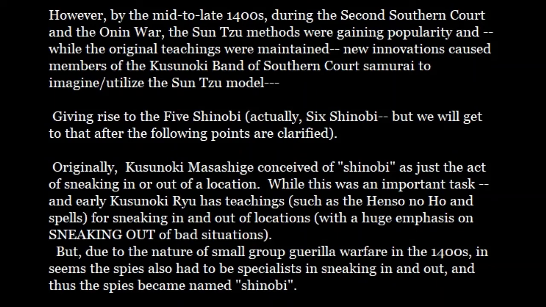But anyway, this is conceived of as a different thing. So there's the espionage, and then there's the techniques of sneaking in and out. But due to the nature of small group guerrilla warfare in the 1400s, even smaller than in Masashige's life, it seems that the spies also had to be specialists in sneaking in and out. And this is where spies become shinobi.